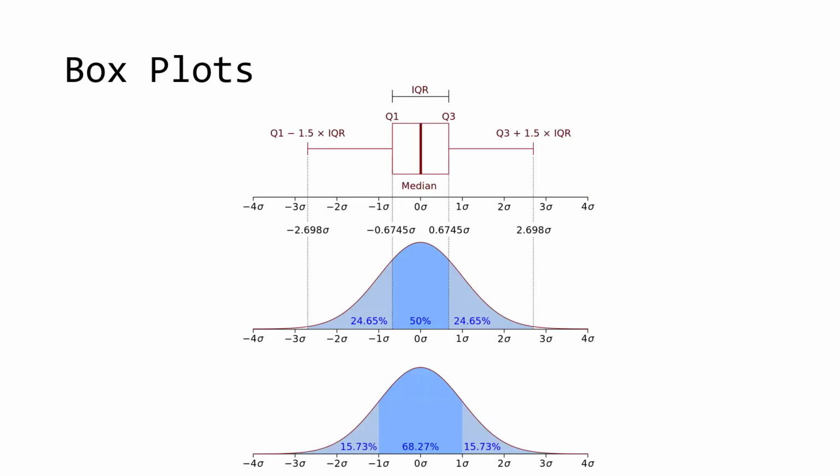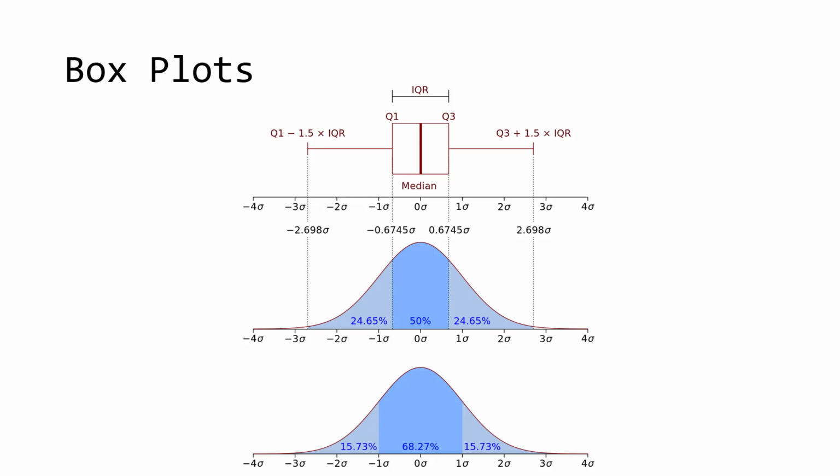Here is a box plot corresponding to a standard normal distribution. The top of the three plots shows a box plot lined up so that you can see where the box and whiskers would line up in terms of standard deviations. The IQR in this case is a little bit narrower than a plus or minus 1 standard deviation interval.